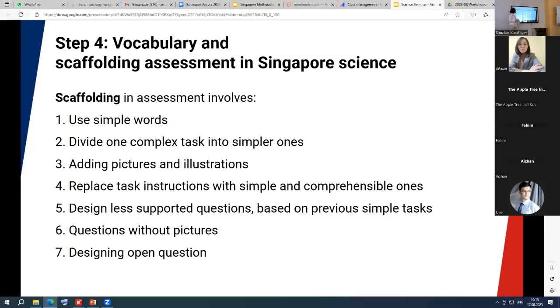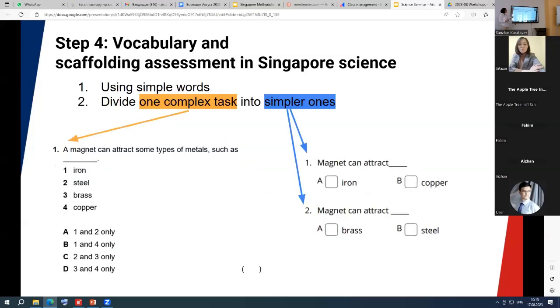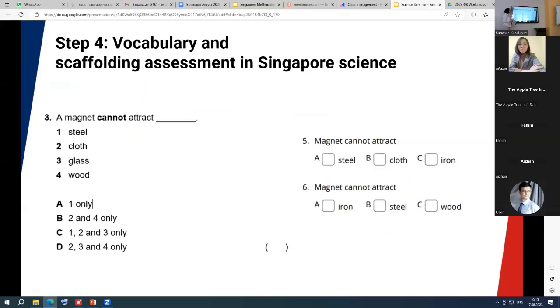Let's see how I made it. One complex task, from here I divide it into two. Magnet can attract iron or copper, yes? Magnet can attract brass or steel. So instead of answering one question, they answer two, but very simple questions, and they feel more confident that they understand the topic. Next, also magnet cannot attract, and two tasks, very simple.